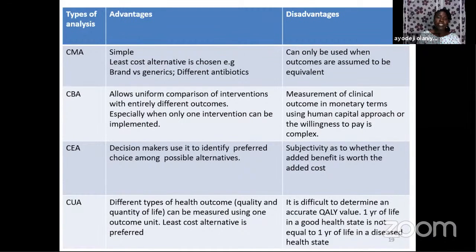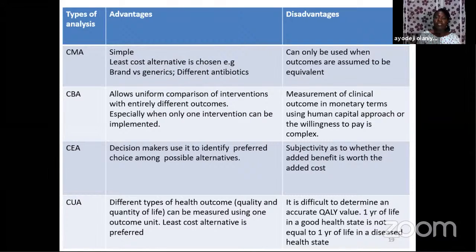But the advantage is that it is simple, and from what I showed earlier, the one with the least cost can easily be chosen. An example is brand versus generic. When the brand and generic give the same efficacy, then we'd rather go for the generic than choosing the brand that is more expensive.